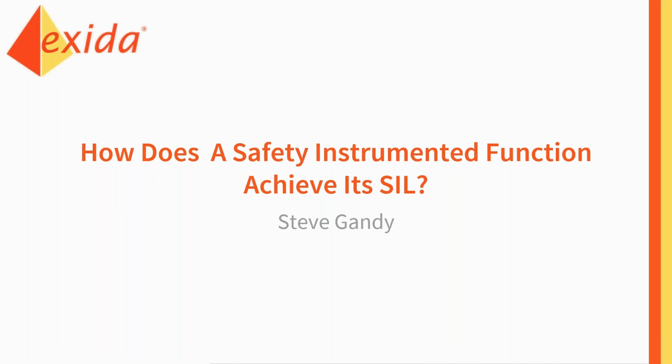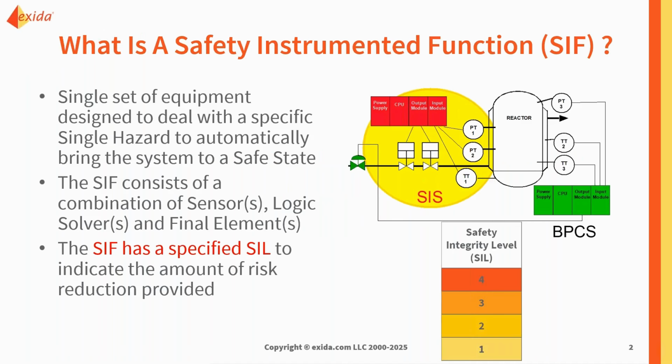So welcome to today's topic, which is how does a safety instrumented function achieve its SIL? So what is a safety instrumented function? The standard defines it as a single set of equipment designed to deal with a specific single hazard to automatically bring the system to a safe state.